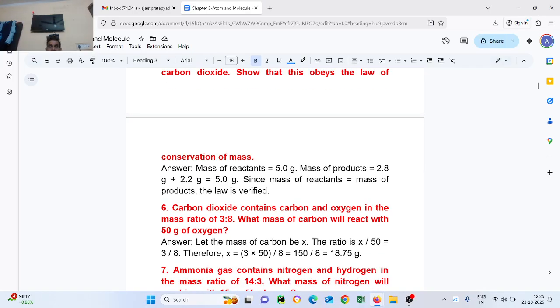Now question number 6. Carbon dioxide contains carbon and oxygen in the mass ratio 3:8. What mass of carbon will react with 50 gram of oxygen? Let the mass of carbon be x. The ratio is x upon 50 equal to 3 by 8. Therefore, x equals 3 times 50 upon 8, which is 18.75 grams.